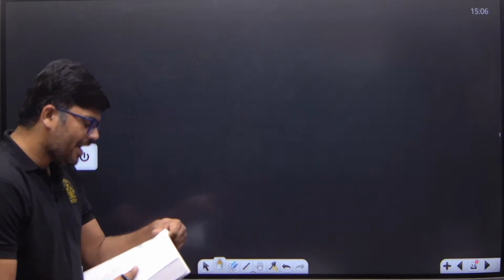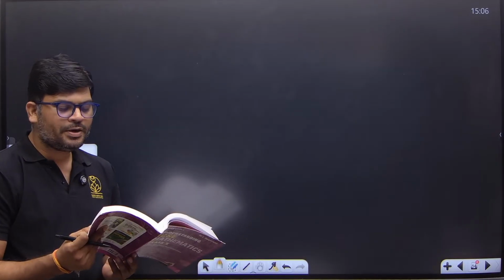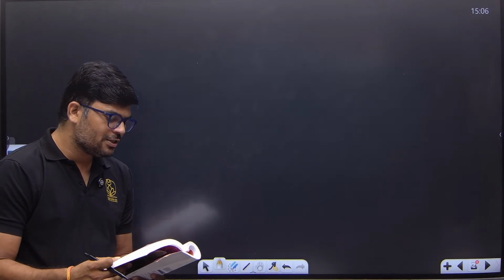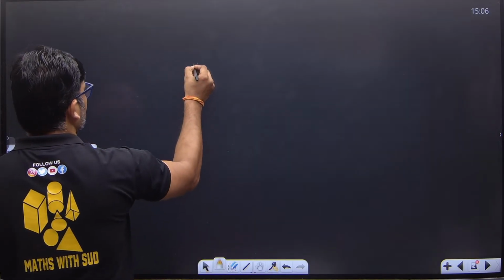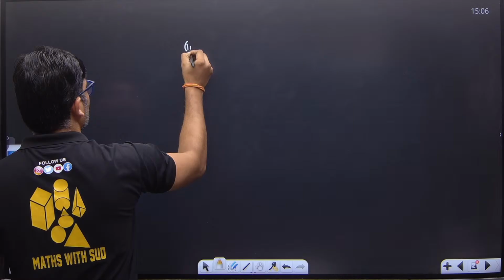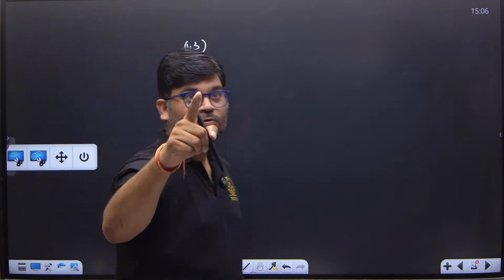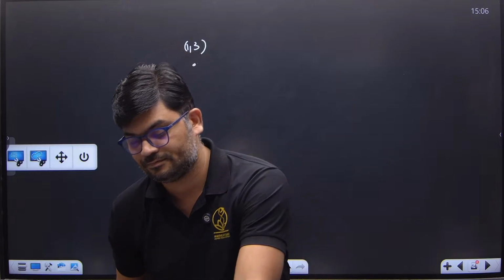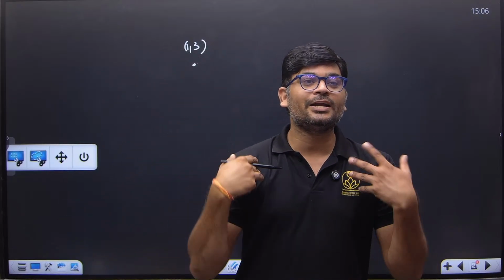Coming to example 5. Find the equation of a line through (1, 3) making an intercept of 5 on the y-axis. So you have been given a point and the other point is not given to you. See, they are very clever. They are not giving you a point, but they are giving you an intercept.